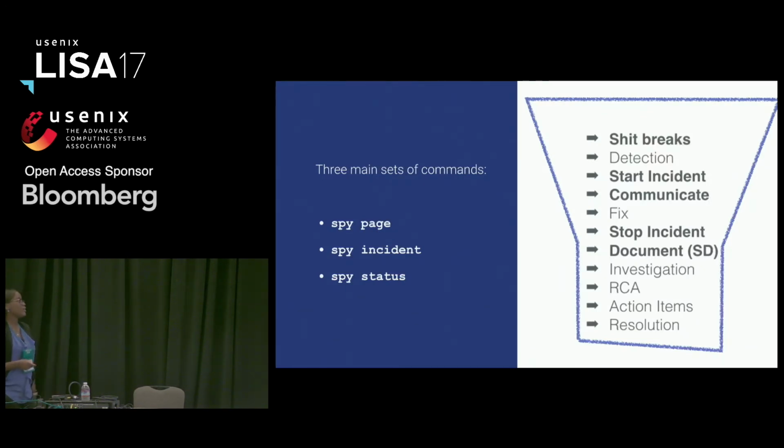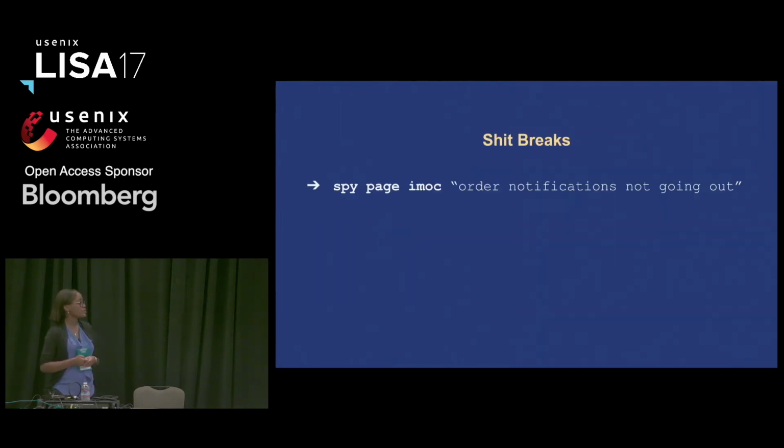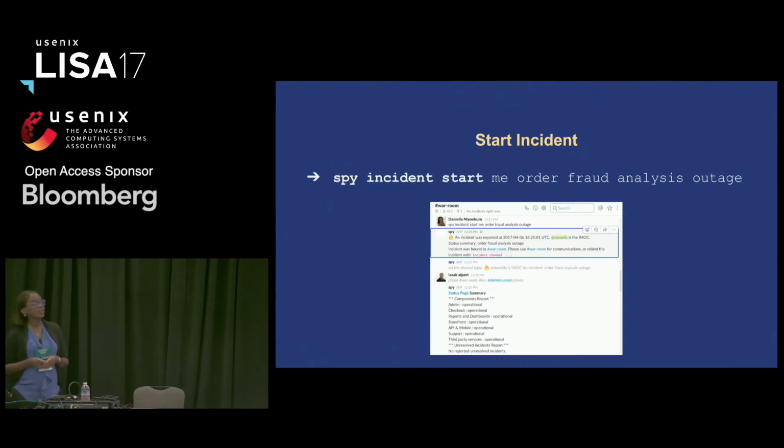SPY has 3 sets of commands to help with those steps. Those are SPY page, SPY incident, and SPY status. So let's say something breaks, and somebody pages the IMOC. Anyone at Shopify can page the IMOC with this very brief command, SPY page IMOC, and then a very brief description of what's broken. So here the person is paging the IMOC saying, order notifications are not going out. Then the IMOC will do some prior verification, and if this is true, they will start the incident with this command, SPY incident start me, order fraud analysis outage.